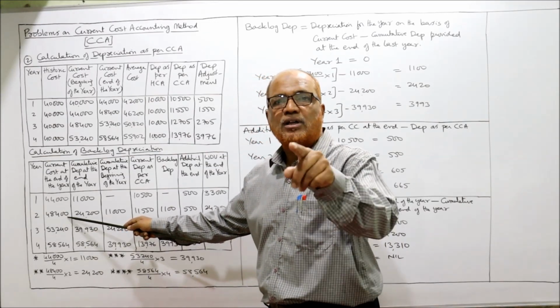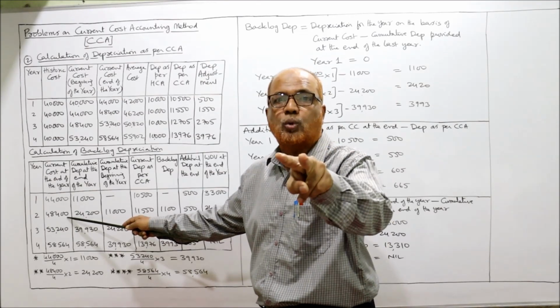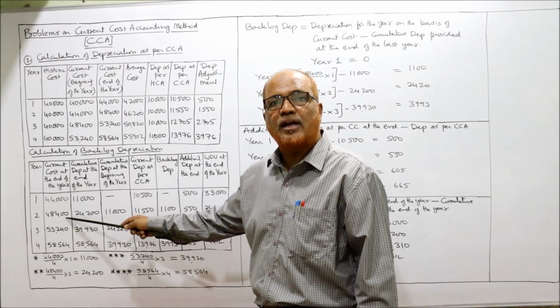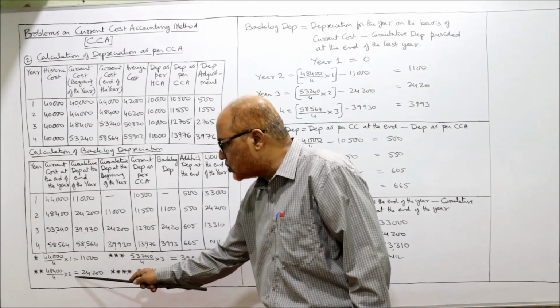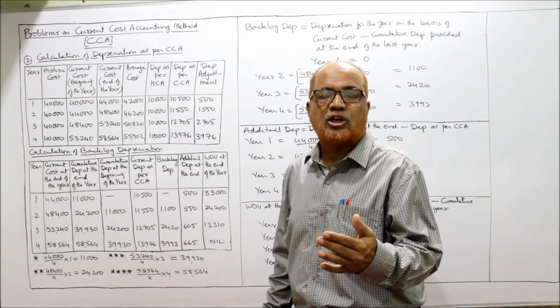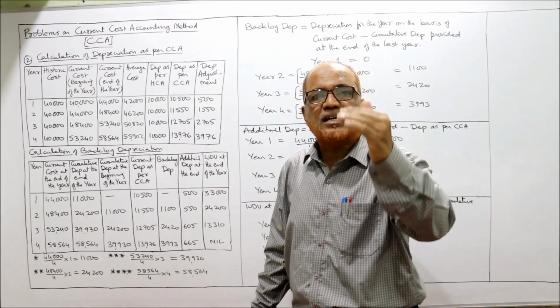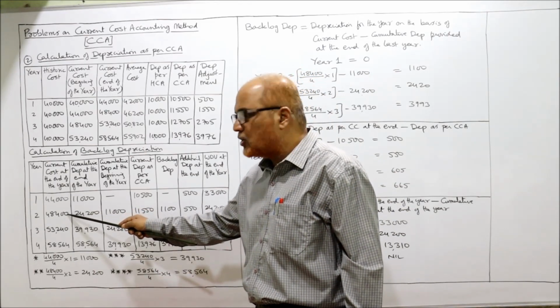48,400. So 48,400 divided by 4 into 2. Here I have written 48,400 divided by 4 into 2, 24,200. Because cumulative I am calculating. Cumulative means total. First year, second year. So 48,400 divided by 4 into 2.